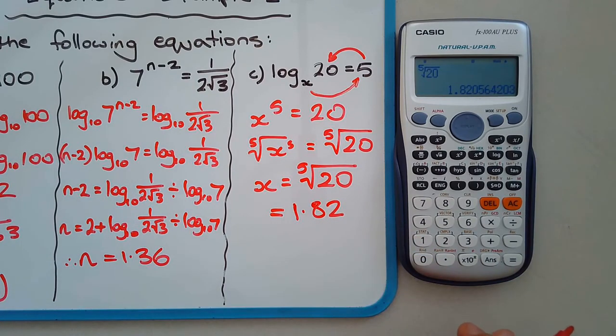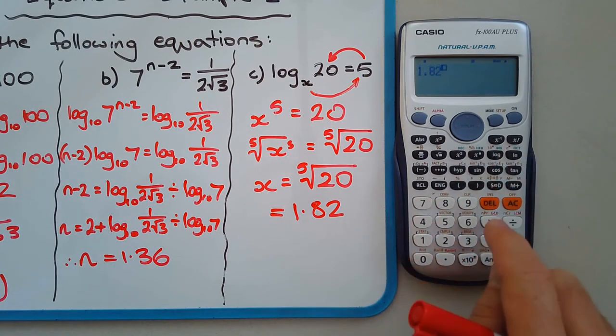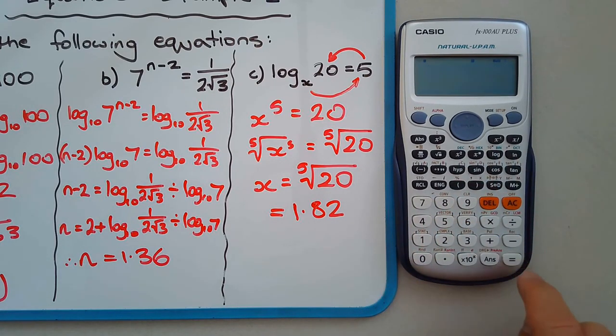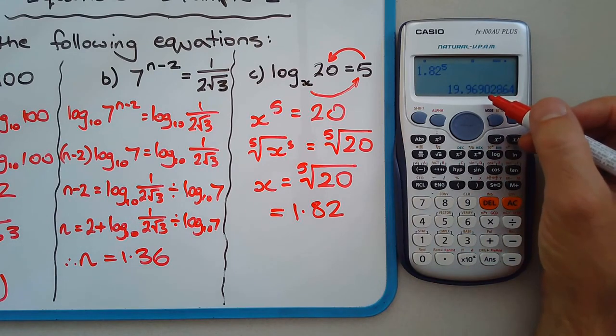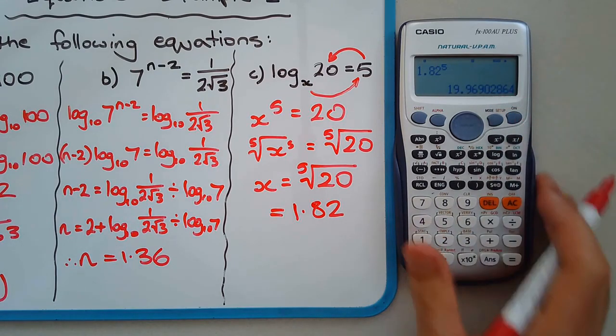Let's just check and see if that's roughly correct. If we put 1.82 to the power of 5, do we get roughly 20? And we get 19.97, or 969, so that's fairly close.